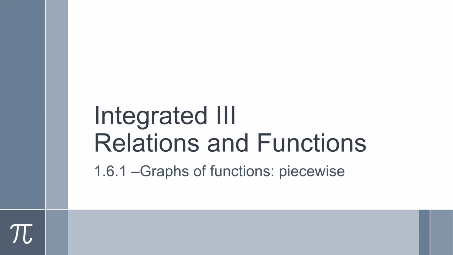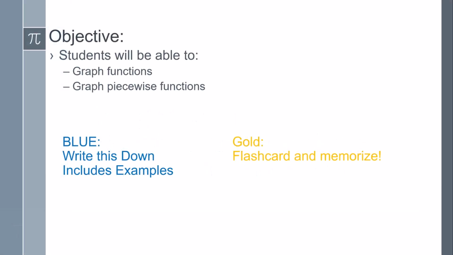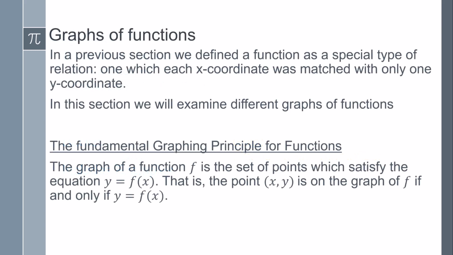This is section 1.6.1. We're going to take a look at graphs of functions, and we're going to start with piecewise functions. So we're going to graph functions, and we're going to graph piecewise functions in this lesson. Now, in a previous section, we defined a function as a special type of relation. Remember, it has that one-to-one type of relationship where you only have one x-coordinate matched to only one y-coordinate.